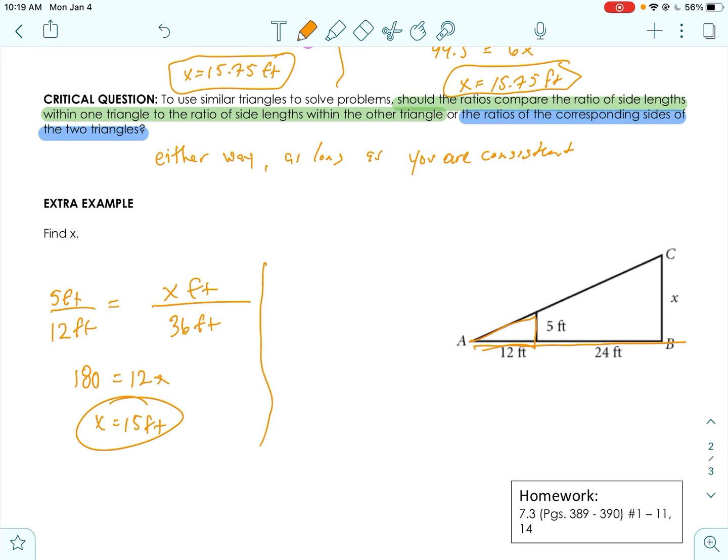So that is how you can solve for the height of that side CB. There are some other ways that you could set that up. Why don't you try to figure out a few ways that you could rewrite these proportions to get the same answer. You should get 15 feet regardless of how you set it up.